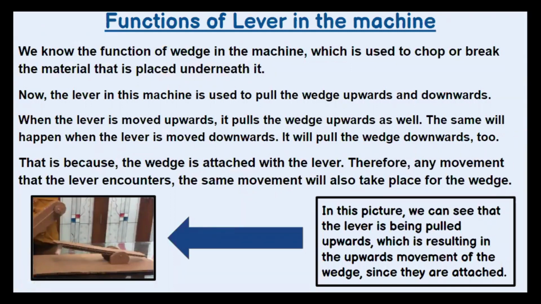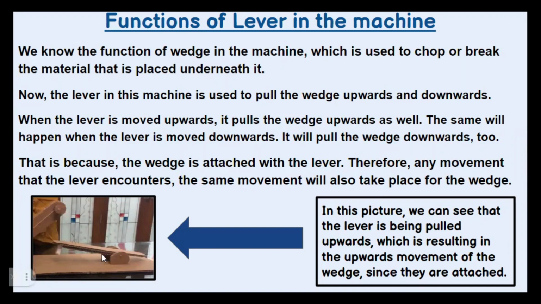Then there are the functions of lever in the machine. So we know that the function of the wedge in the machine is to chop or break the material that is placed underneath it. Now the lever in this machine is used to pull the wedge upwards and downwards. Therefore, we can say that the lever is responsible for the movement of the wedge.